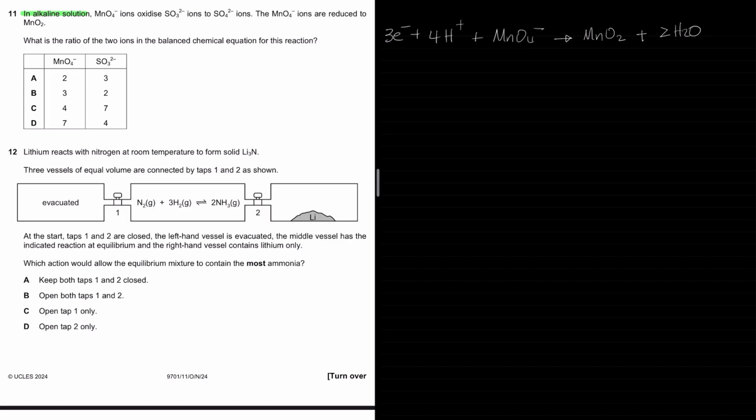The next one says SO3 2 minus becomes SO4 2 minus. Just like we did before, look for the sulfurs. The sulfurs are balanced. Now let's look to balance the oxygen. On the left hand side, I have 3 oxygens. On the right, I have 4. So I need to add 1 water molecule to my left hand side, like so.